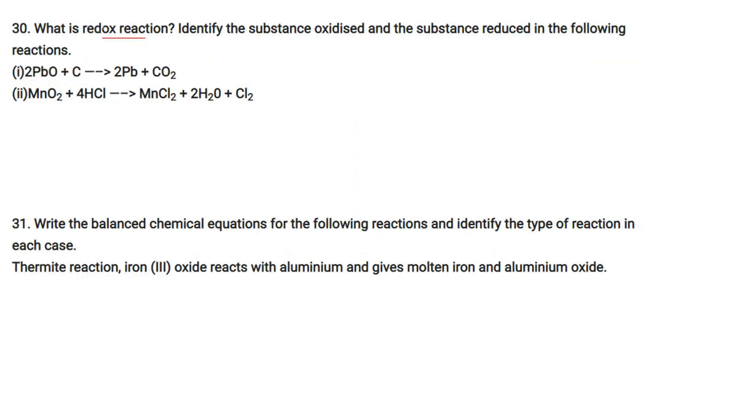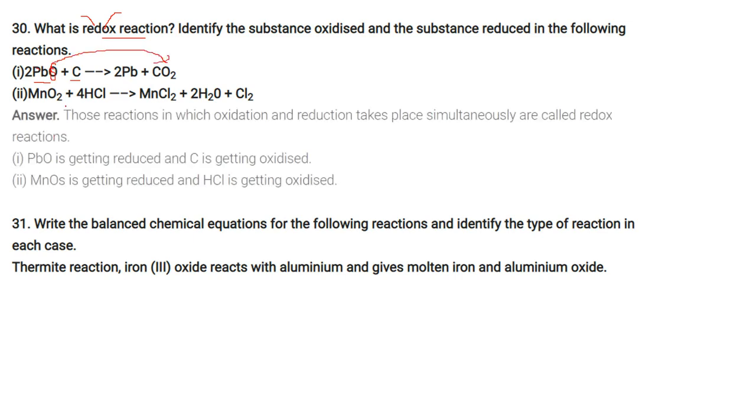What is redox reaction? Reduction and oxidation reaction. Identify the substance oxidized and the substance reduced in the following reaction. See, this is PbO and carbon. Now the oxygen from the Pb has come here. So which shows that PbO is getting reduced, but carbon is getting the oxygen. So carbon dioxide is formed. So carbon is getting oxidized.